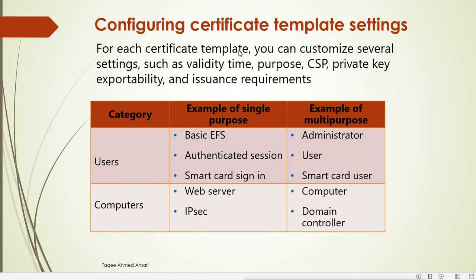Now configuring the certificate template settings. For each certificate template, you can customize several settings such as validity time, purpose, CSP, private key, exportability, and assurance requirements also. Like what will be the requirement for the user or computer or any services when they try to get the certificate. For the user category, an example of a single purpose is basic EFS. The user certificate is used for the basic encryption file system, to encrypt the file system. It is used to authenticate the session from user to the server. Then it is also used for smart card signing in. Examples of multi-purpose are administrator, user or smart card user.